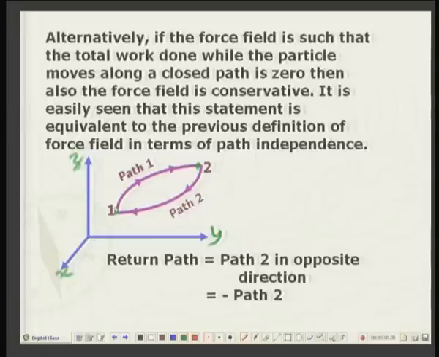So, it means if I go by path 1, I will do a certain amount of work, and by path 2 I will do exactly the same amount of work. But if I return from 2 to 1 by path 2 in the negative sense, that is, 1 to 2 is in this direction, 2 to 1 is in this direction, so work done will be the negative of the previous one. Since the total work done along path 1 from 1 to 2 is the same as along path 2 from the same 1 to 2, in the return it is negative, and hence the total work done is 0. So, if a particle moves in a force field along a closed path, and the total work done is 0, then also the force field is a conservative force field.